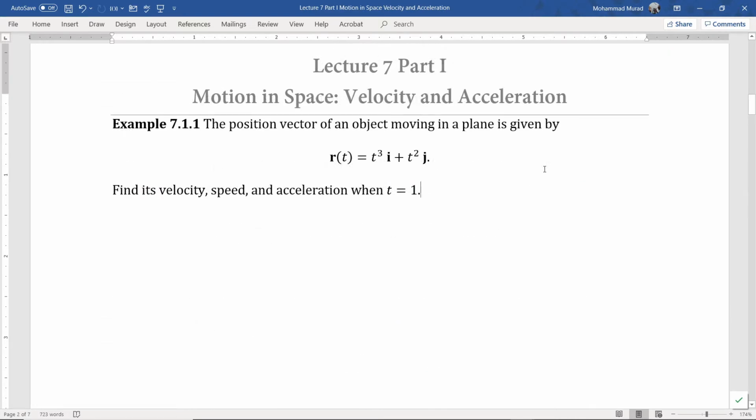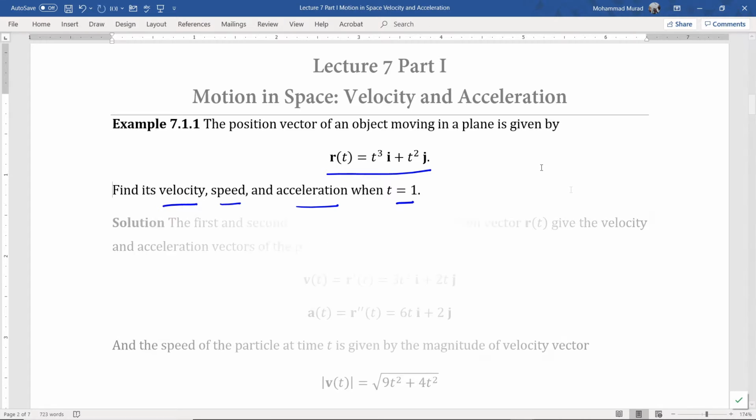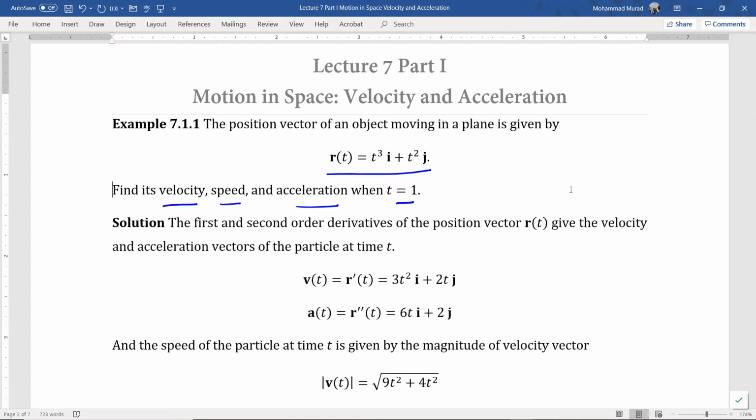Let's consider an example. The position vector of an object moving in a plane is given by the following vector function, whose first component is t cubed and the second component is t squared. Find its velocity, speed, and acceleration at t equals 1. Let's see the solution.